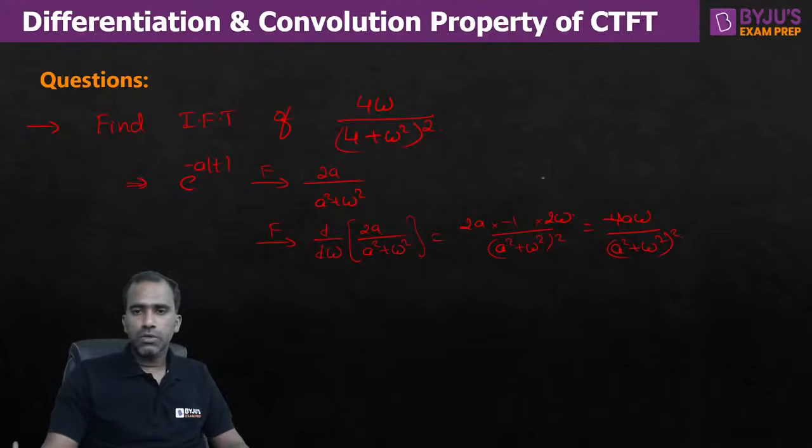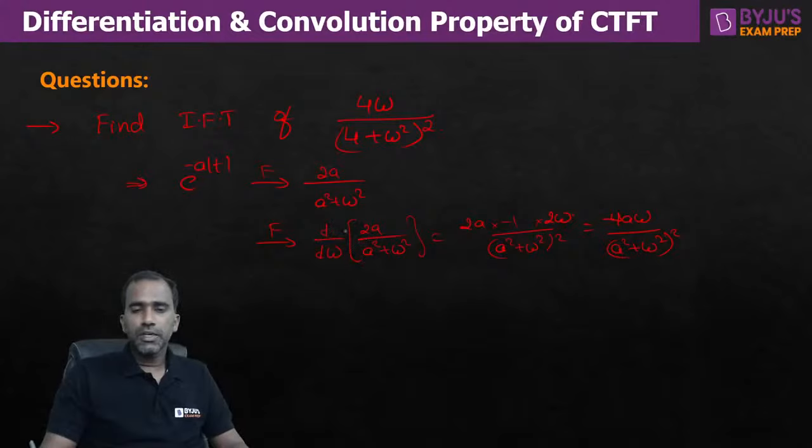This looks similar to the target, except the minus sign is missing. Apart from that, the constants we can adjust easily. But if there is no omega here, we can't adjust for that; we would have to use some other property, maybe differentiation in time, to get that extra omega. But here, omega divided by a square plus omega square is exactly matching. So what is the inverse Fourier transform for this?